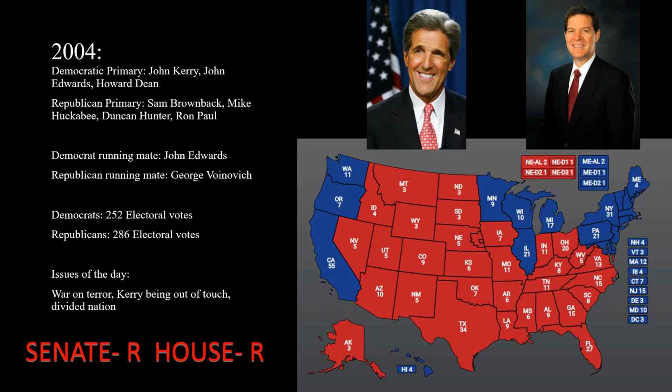Kerry, being portrayed as a northeastern Massachusetts liberal, is unable to tap into the South and the West, and Brownback ends up winning the popular vote by 2 points.